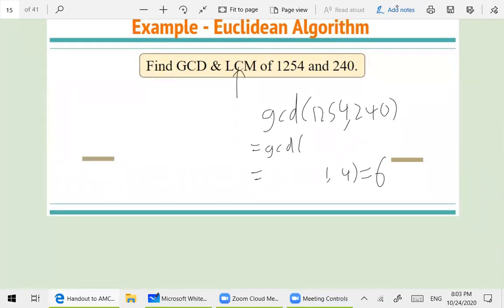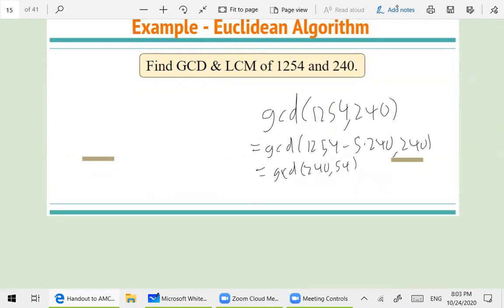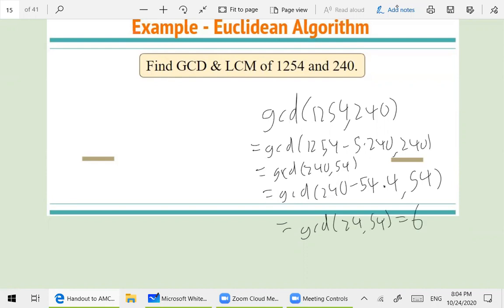Actually, I'll go into a bit more detail here. Okay, so this equals GCD of 1254 minus 5 times 240, comma 240, equals GCD of 240 and 54, equals GCD of 240 minus 54 times 4, comma 54, equals GCD of 24 and 54.